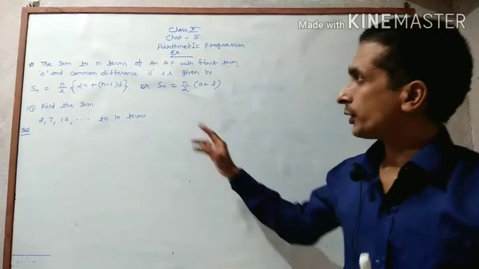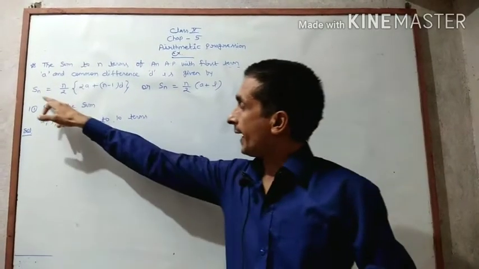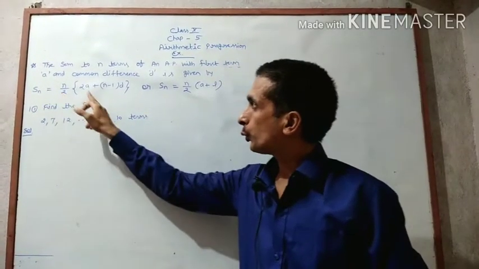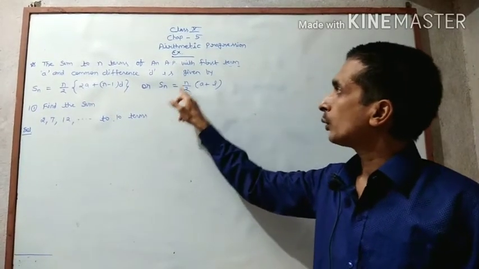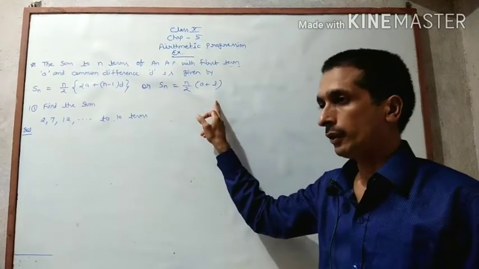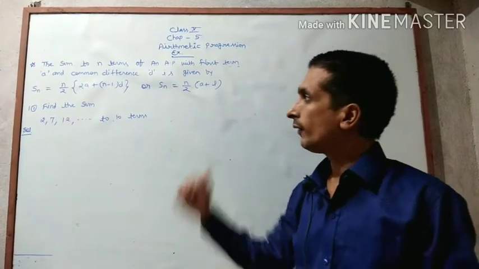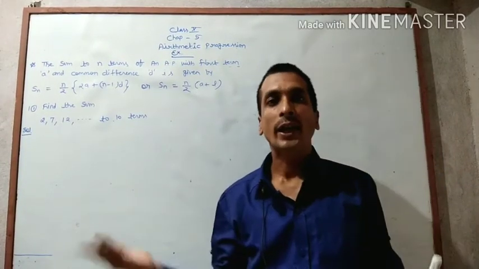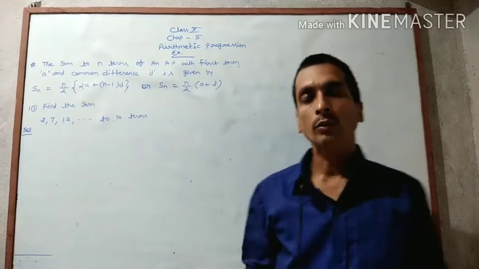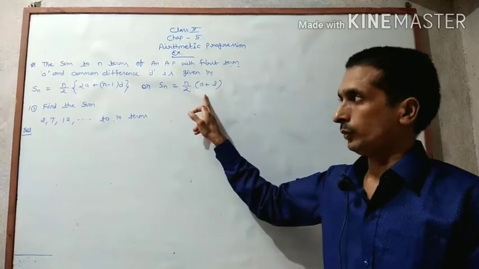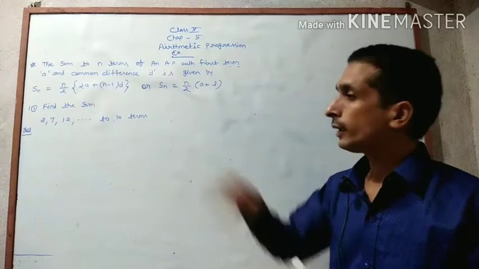So in this condition we know that Sn equals n upon 2 into (2a plus (n minus 1)d), or Sn equals n upon 2 into (a plus l). When you have the values of a, d and n, then you can apply the first formula. When you have the last term, then you can apply this one. Okay friends, and we will start the exercise.